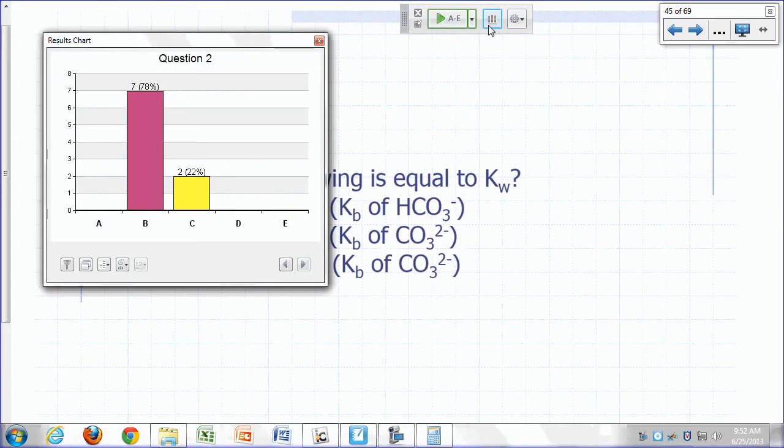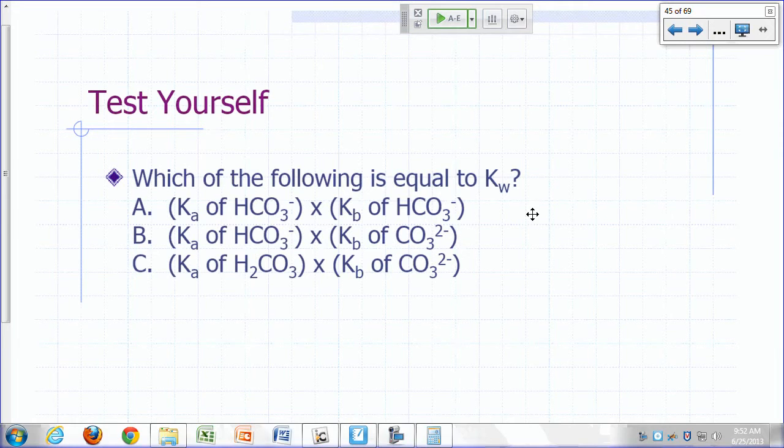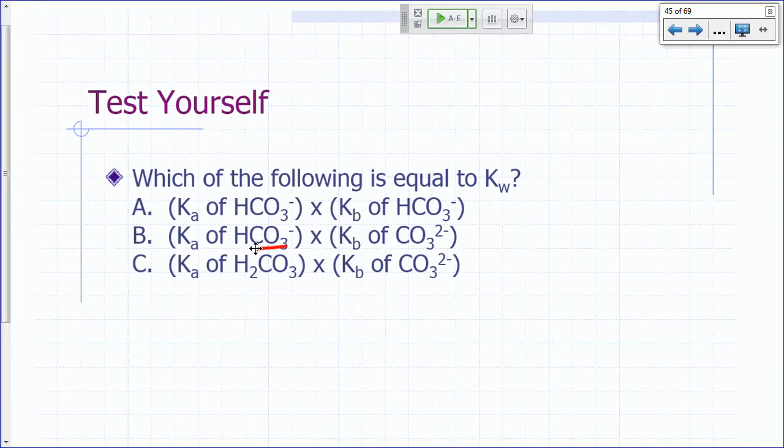Let's see how we did. B is a popular answer. Oh, very good. Thank you. Okay. If HCO3 behaves as an acid, then the conjugate base would have one less hydrogen and one less charge, right? HCO3 and HCO3, that's not a conjugate pair. H2CO3 and carbonate, that's 2 hydrogens difference. That's not a conjugate acid-base pair. Okay, so the correct answer is B.